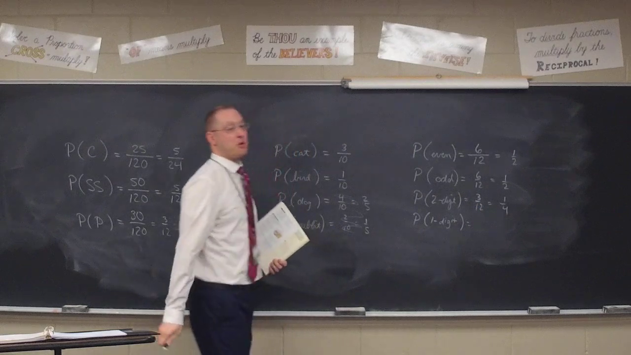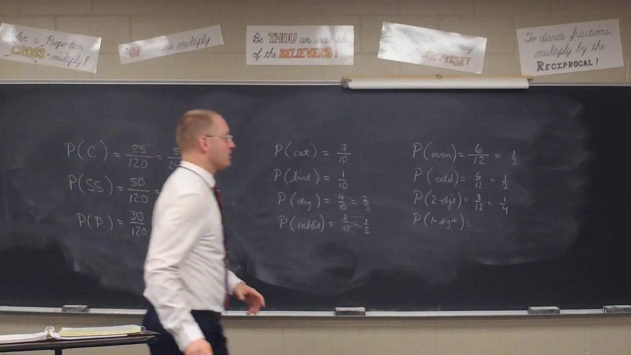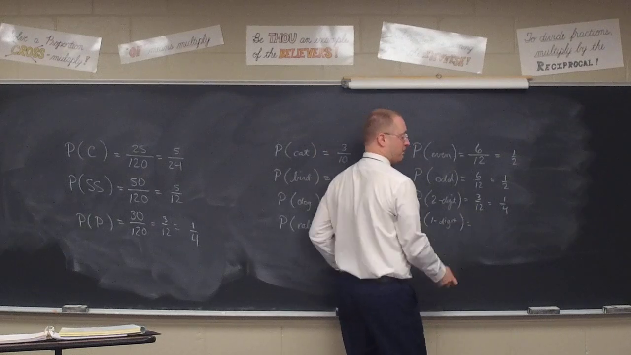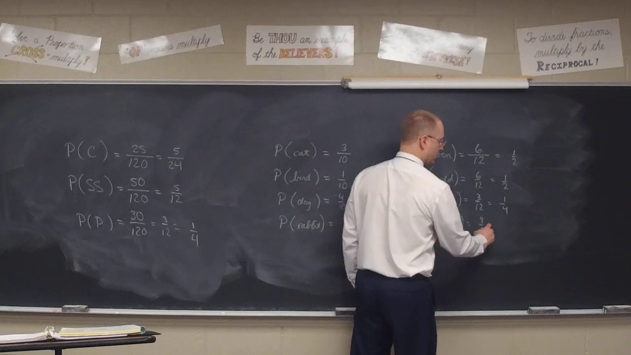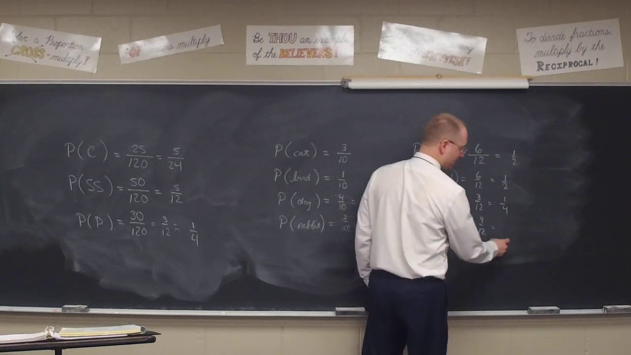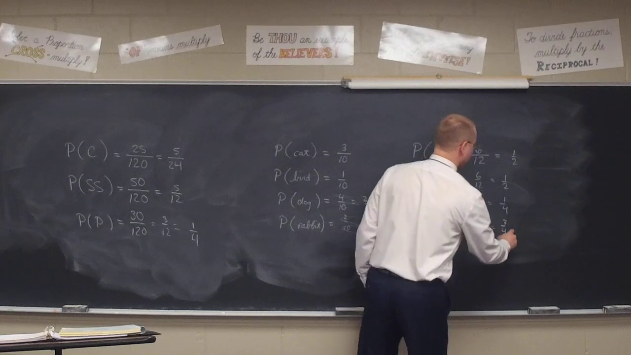1-digit number. How many 1-digit numbers must there be on this thing then? 9. So we would say the probability then of a 1-digit number is 9 over 12. Which becomes? 3/4. You got it. 3 to 4.